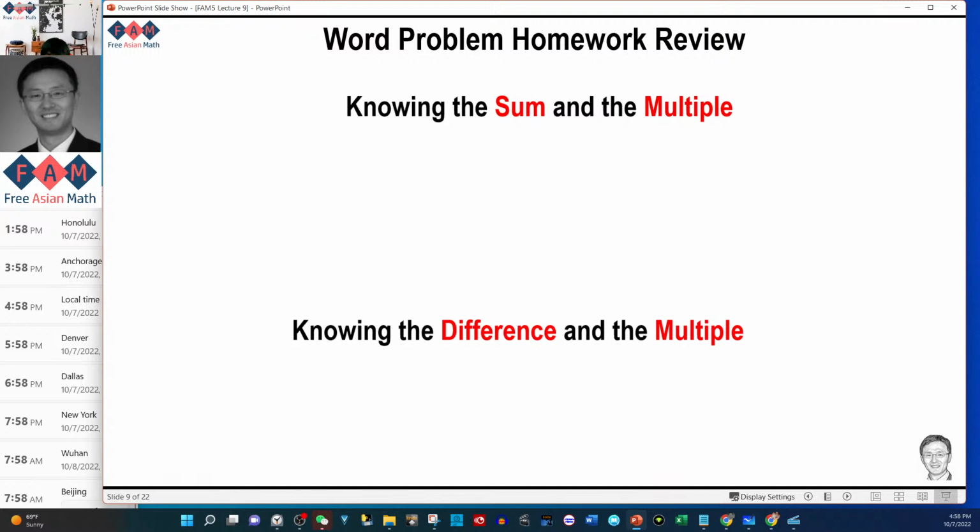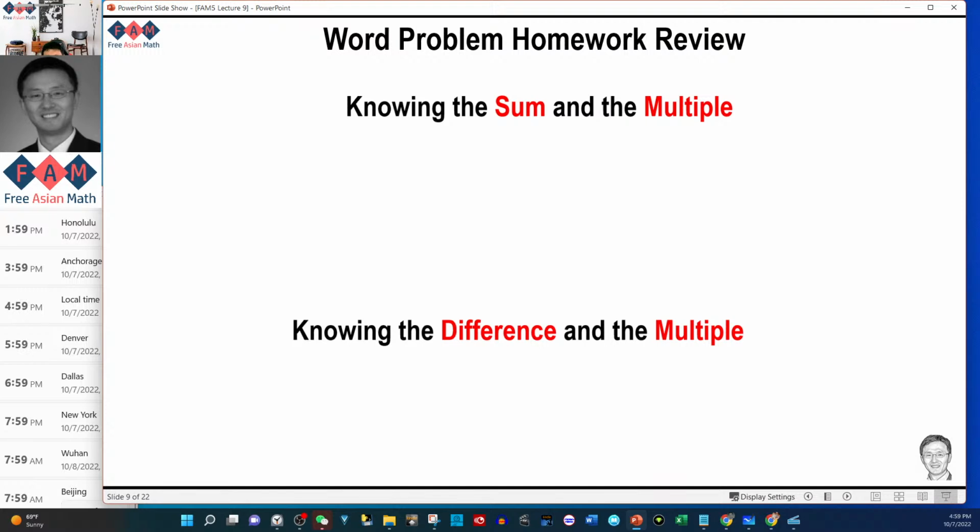Not necessarily, but a lot of times this is the reality: one number is a multiple of a second number. Even if it may not be exact, we can do some adjustment, but generally we are searching for a multiple relationship. So there are 3 such relationships: sum, difference, and multiple.